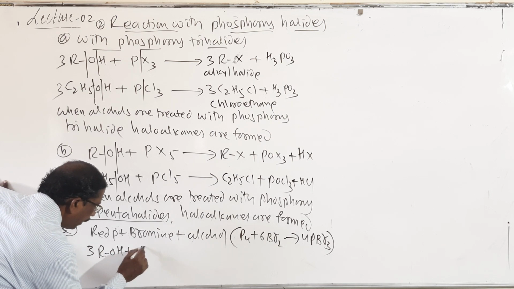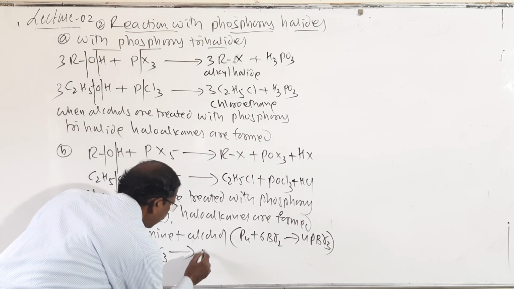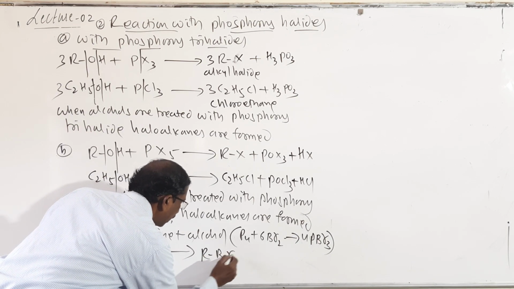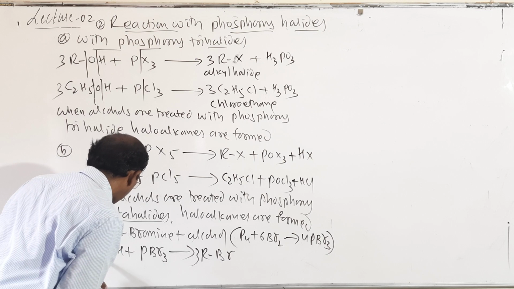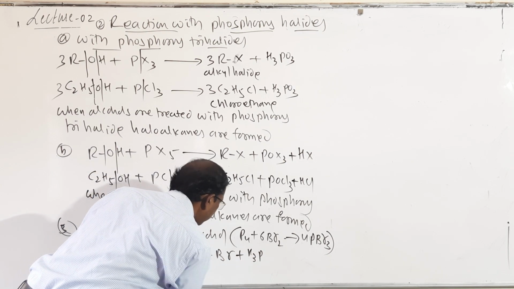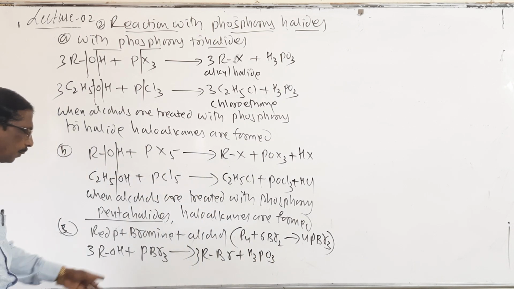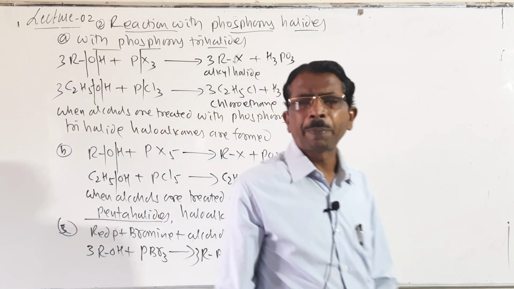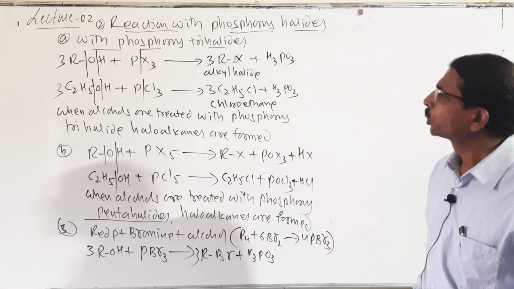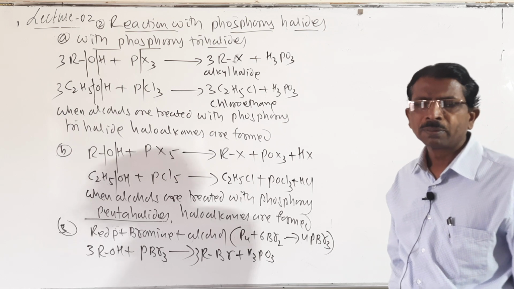The same reaction you write: ROH plus this PBr3 gives 3RBr plus H3PO3. Look here students, bromoalkanes are prepared by this method. So these three reactions are regarding phosphorus halides.